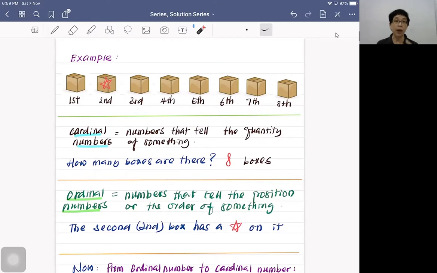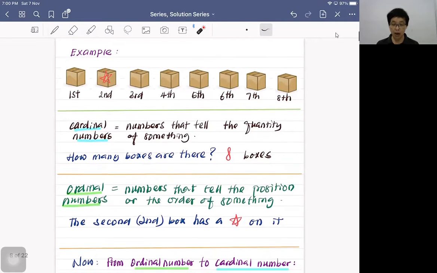There are 2 types of numbers in mathematics. The first one, we call cardinal numbers, which we define as the numbers that tell the quantity of something. And that is the number 8, the 8 boxes, the one that I've just used, to answer the question, how many boxes are there? The 8 is a cardinal number or counting number, telling you that there are 8 boxes altogether in quantity.